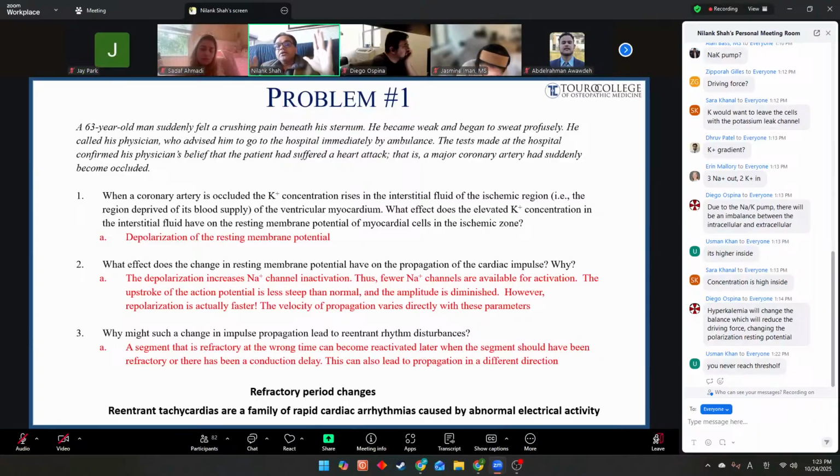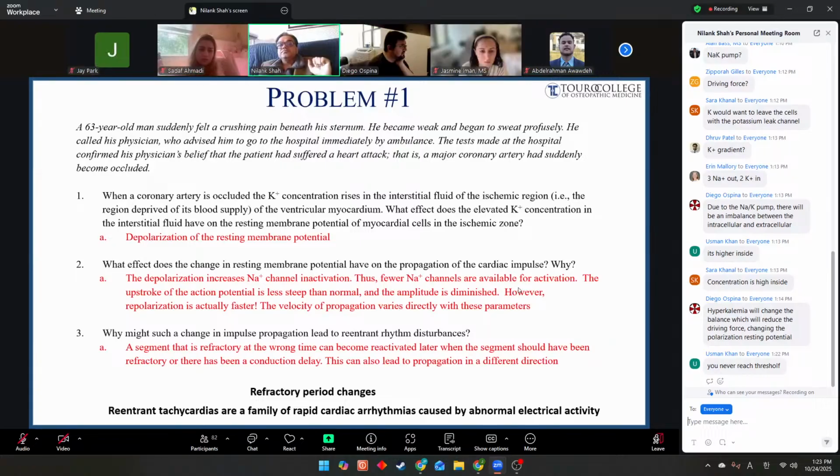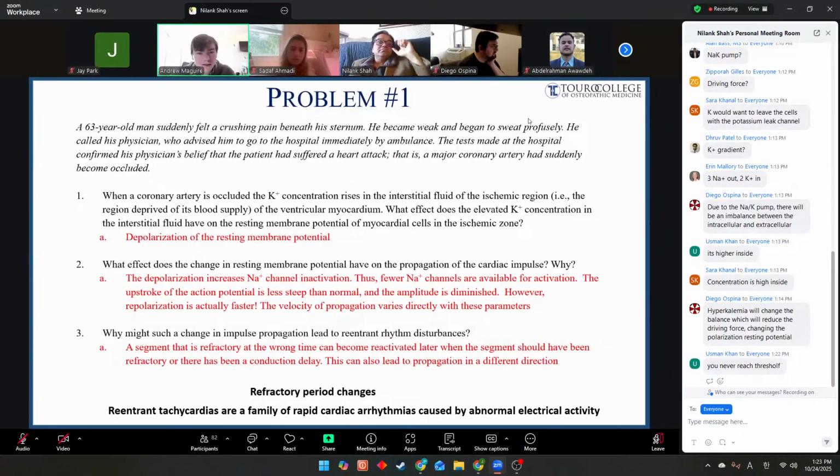So what would happen to the upstroke of the action potential because of that? Will that be less steep? Yes, wouldn't it be less steep, because we can't get as much sodium in, so it's just going to be very weak. I love that. Superb. Thank you.